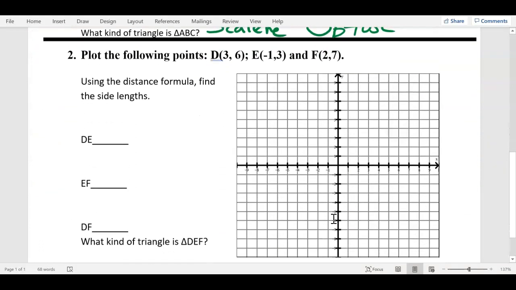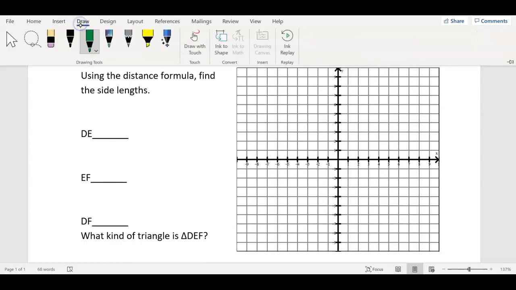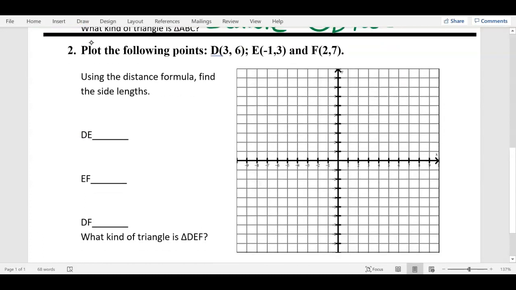All right, number 2, plot the following points. Is everyone able to plot those points again? Let's do it right now. Plot those 3 points. Starting with letter D, 3, 6. E is negative 1, 3. F is 2, 7. Now this is kind of weird because they're close to each other. Use your ruler to make nice straight lines. Is everyone doing number 2 with me?